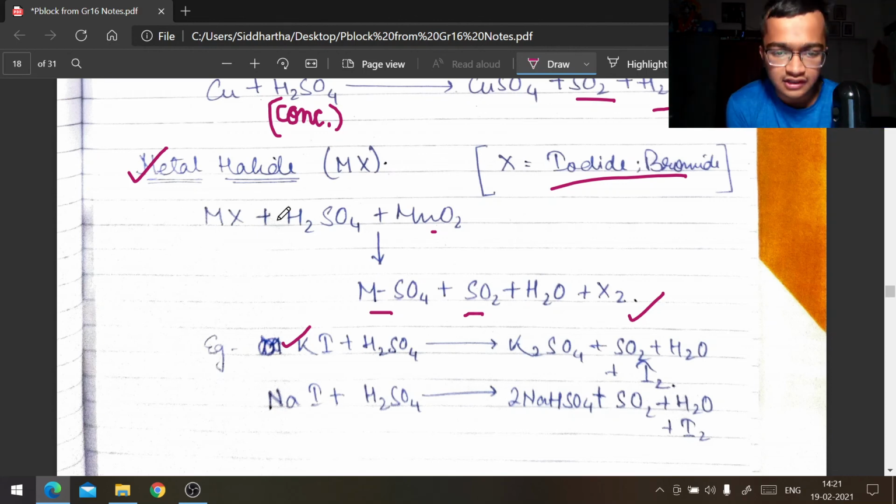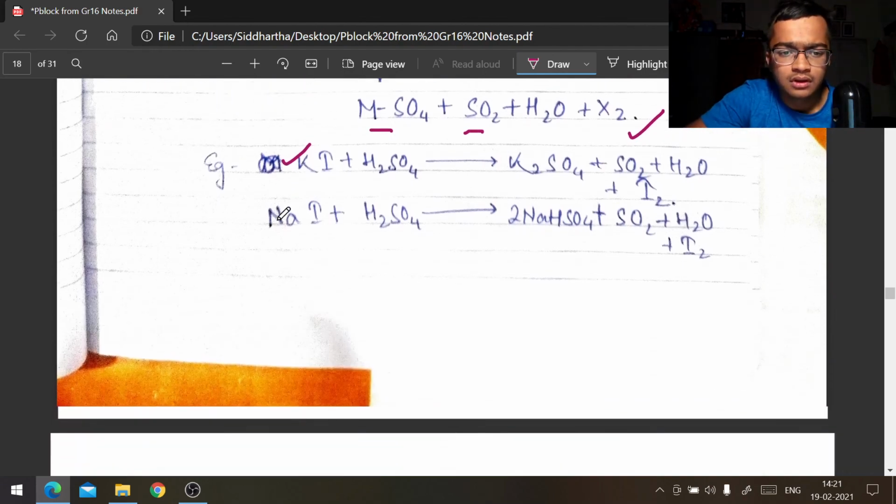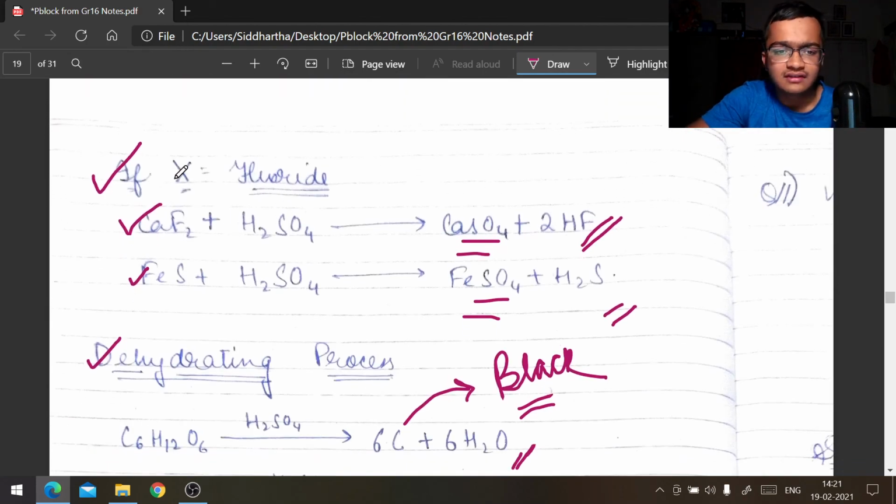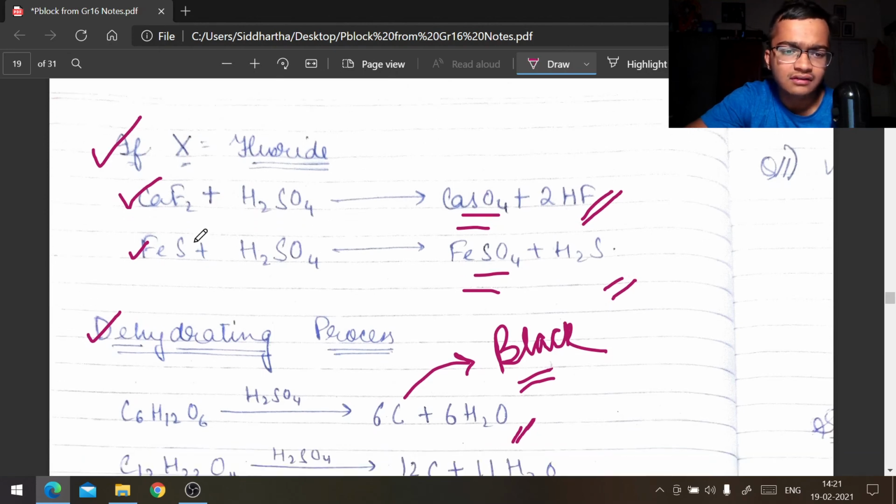Let's go directly to the example. KI plus H2SO4 gives K2SO4 plus SO2 plus H2O plus I2, and when it is sodium iodide with H2SO4, it gives NaHSO4 plus I2 plus H2O plus SO2. Next, if the X is fluorine, CaF2 with H2SO4 gives CaSO4 plus 2HF, and FeS plus H2SO4 gives FeSO4 plus H2S.